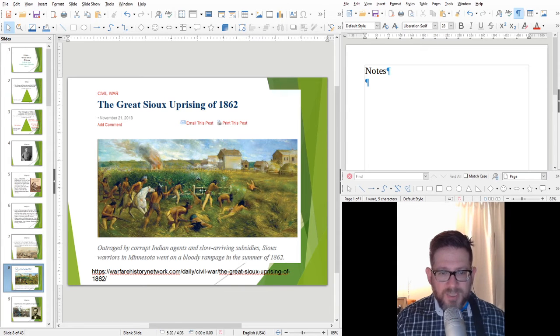This is actually a painting of the uprising. Painters would travel and there weren't cameras as much back then. There was some photography, but it was not widespread, and it was not quick. But there were painters, and they would travel and sketch, and then afterwards paint out the scene. So this was a painting that was made following the Sioux.